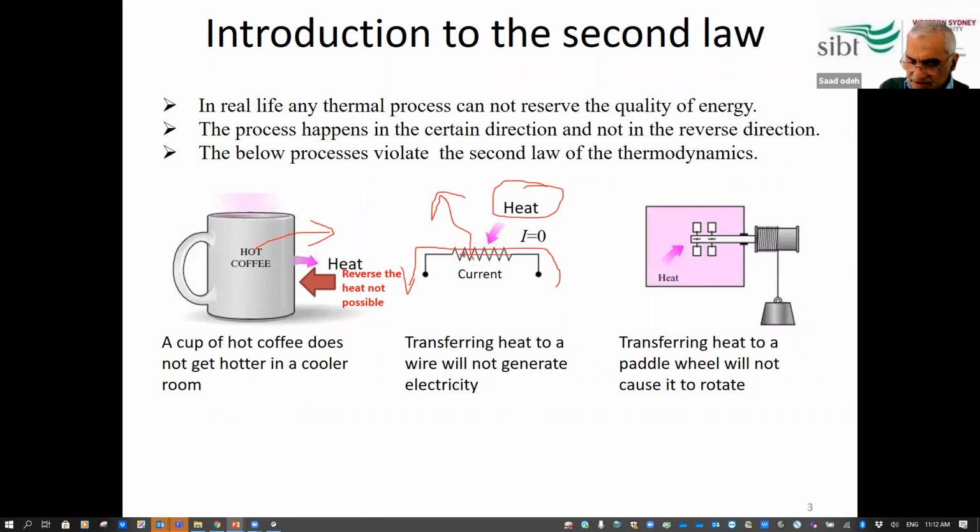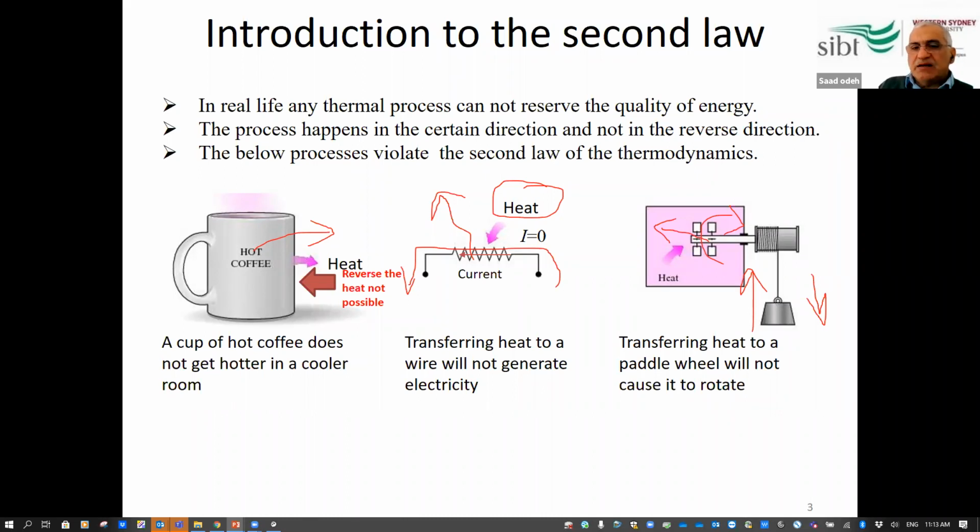If I have this wheel system, I put some load here, I rotate the shaft here. When the paddle rotates inside, let's say, a fluid, there will be heat released because we are changing mechanical energy to heat. The same question: can we apply the same heat on this paddle and pull the weight upward without adding extra energy, or without losing energy actually?